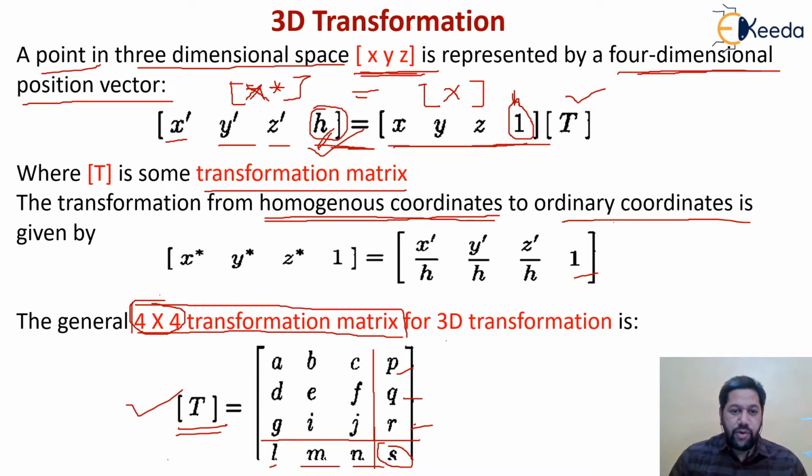This is the way my 4 by 4 transformation matrix is represented. In the next slide, we will understand why I have divided this into 3 by 3. I divided it into 4 parts. This is separate, this is separate, this one is separate, and this complete S is separate.